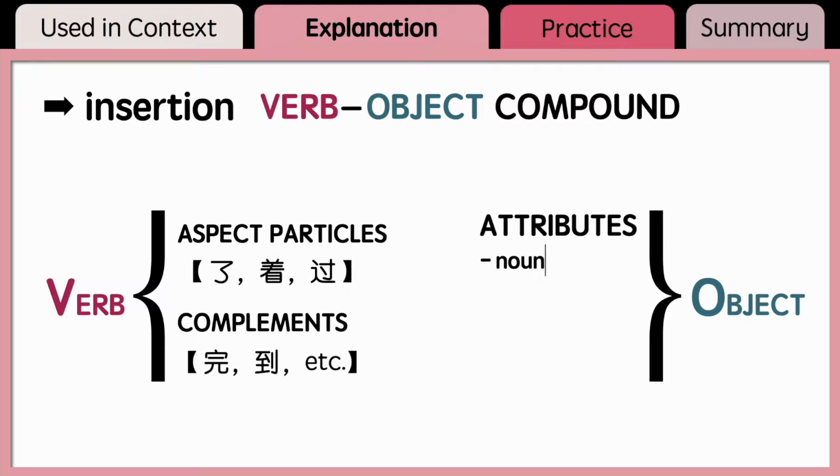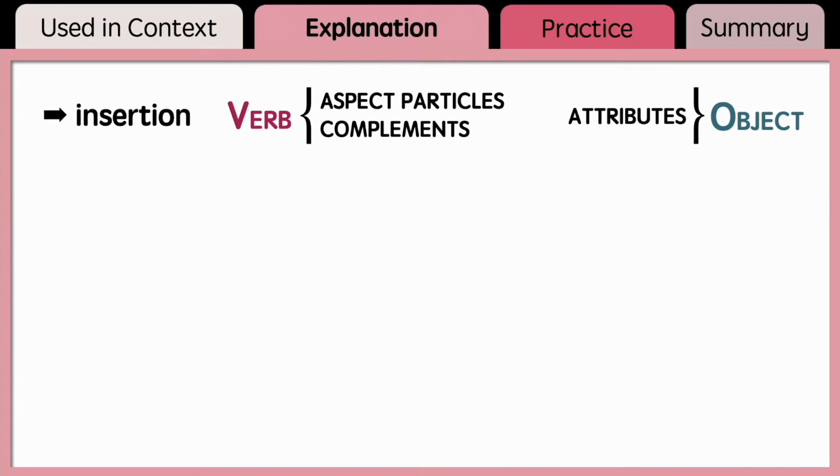So attributes such as nouns, measure words, adjectives, or a combination of these followed by the particle 的 comes immediately before the object part to modify it. Remember, modifiers usually come before what they modify. Let's take a look at an example.